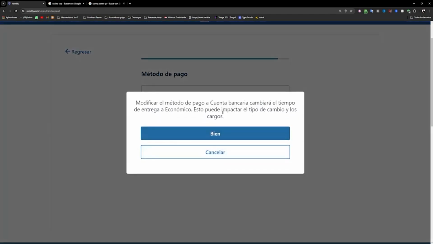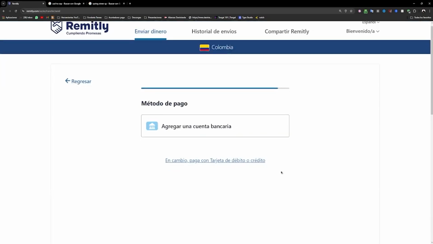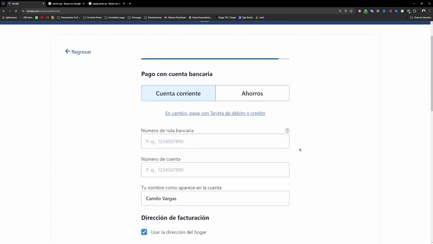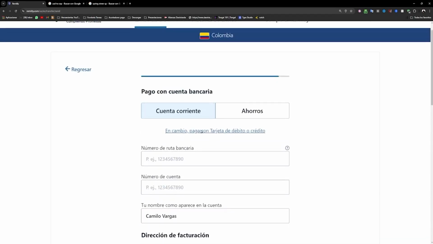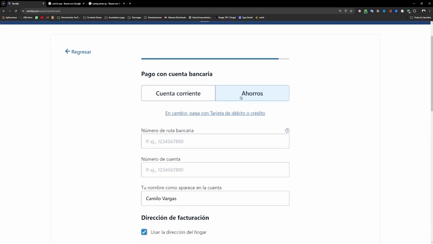Here, we need to add our account based on our details, choosing between a checking or savings account. It's important to note that it requires US account numbers since I'm sending money from the US. In this case, we must enter a US bank account. If you're sending from a country not on Remitly's list, it won't allow you to proceed.